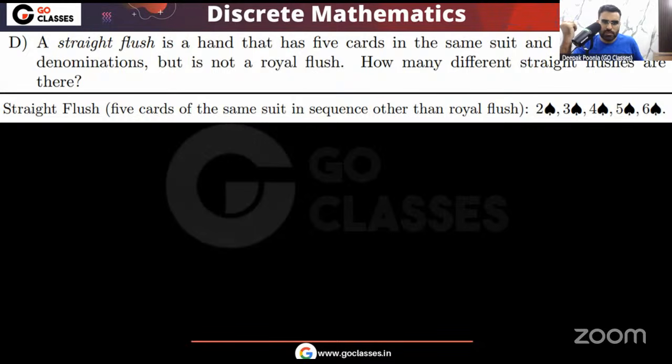So let me tell you here how to solve this question. You can see. First, let me write the values. First, let me write the denomination or values.